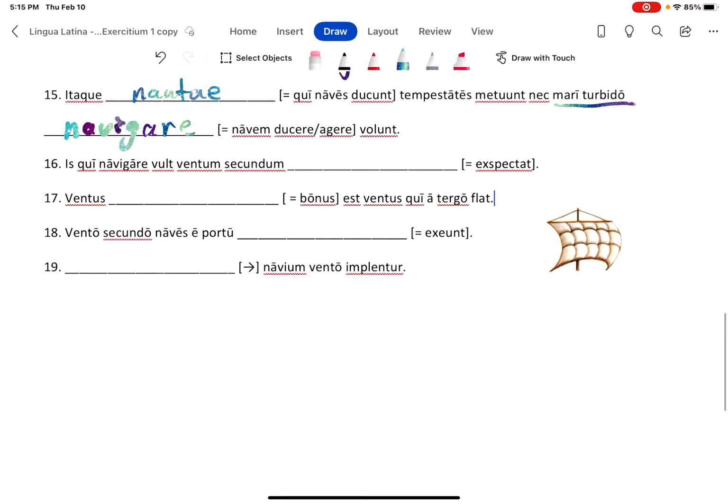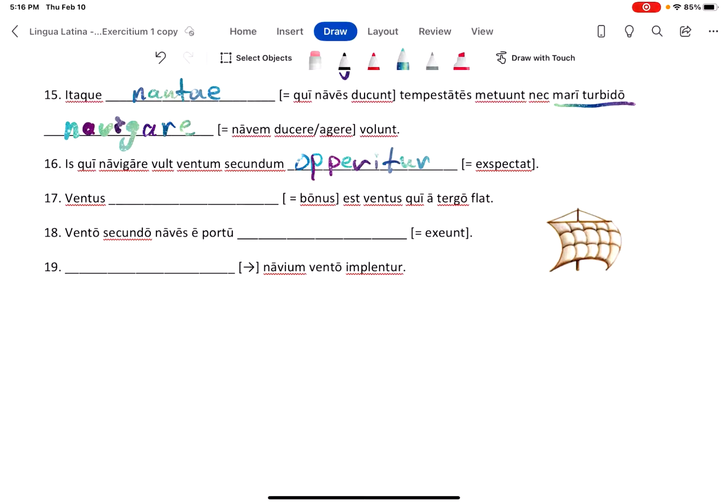Number 16, is qui navigare vult, ventum secundum opperitur. Nonne? Let's see, are there 2 P's or 1 P? There may be 2 P's, and I may be deceiving you into thinking there's only one. Let me check. There are 2 P's. Double consonants are certainly the bane of my existence.